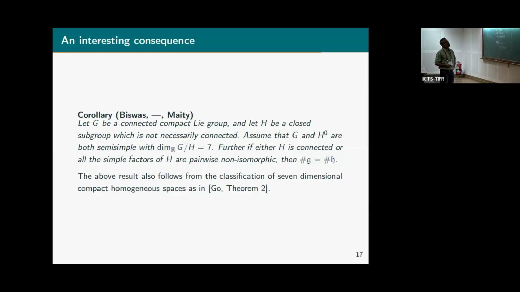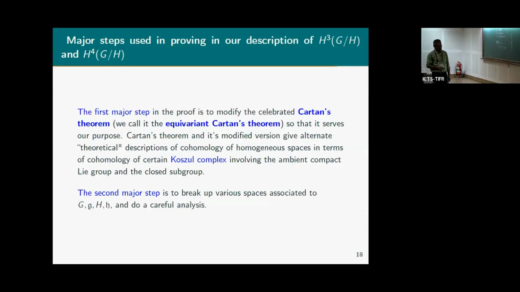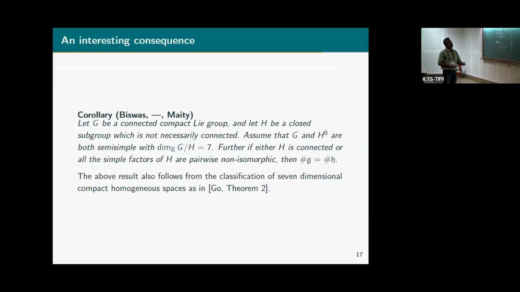So here is another interesting consequence. If we have a compact Lie group and a closed subgroup, which is not necessarily connected, and suppose that G and H naught are both semisimple, and G mod H is, say, simply connected, then the number of simple factors of H naught and the number of simple factors of G are the same. This is a result also obtained earlier by Gorbatsevich. So these are the results, a computable description.